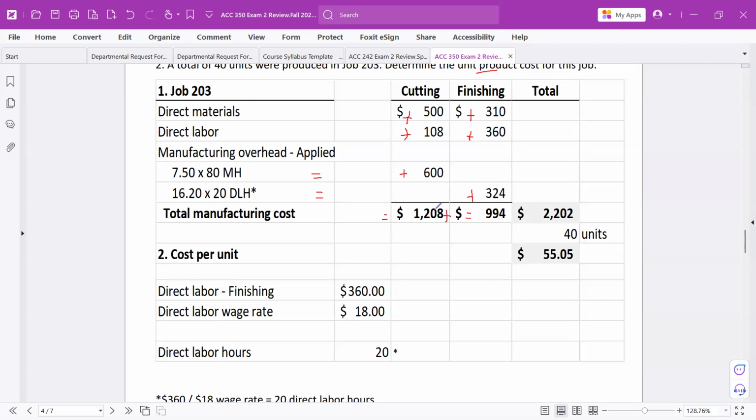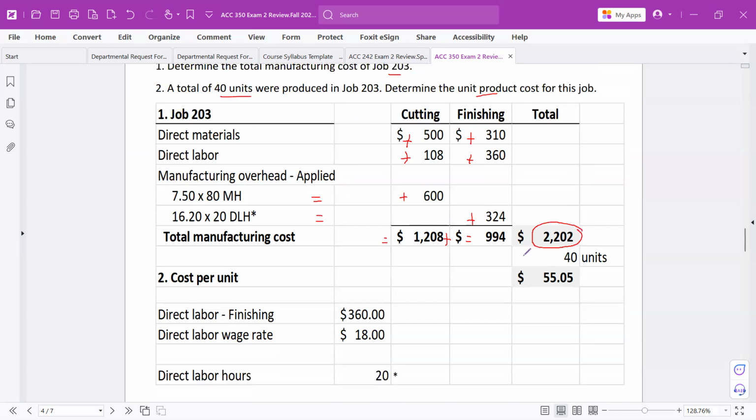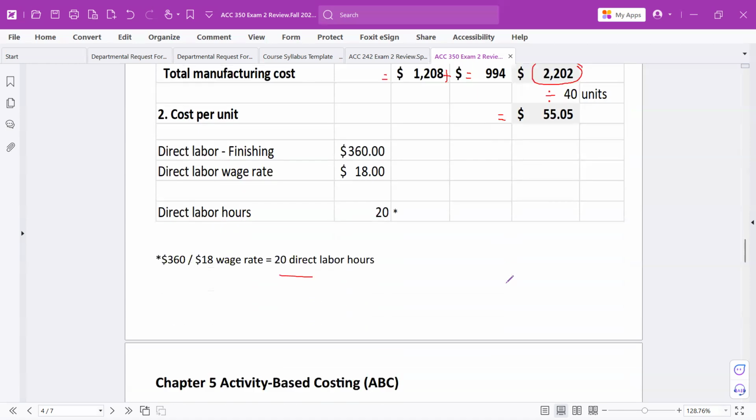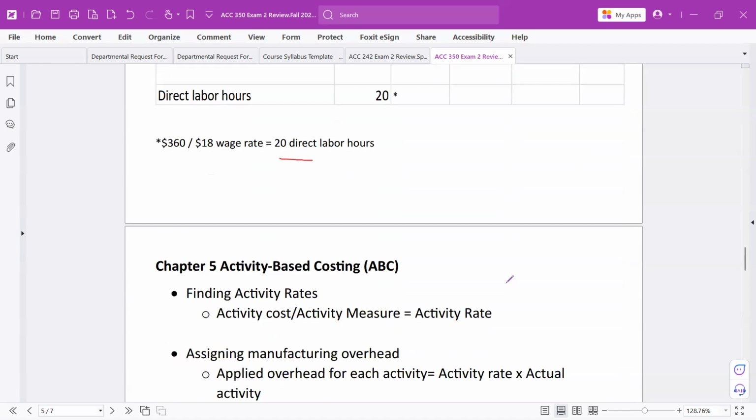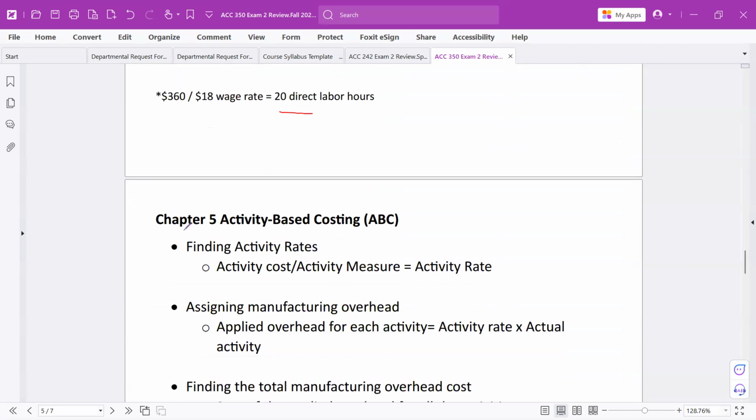So the total cost in cutting plus the total cost in finishing gives us a total for the job of 2202. And this job has 40 units. So if we divide by 40 units, then that gives us a cost per unit of $55.05. So that's job costing. And then we transitioned from job costing in chapter 3 to activity-based costing in chapter 5.